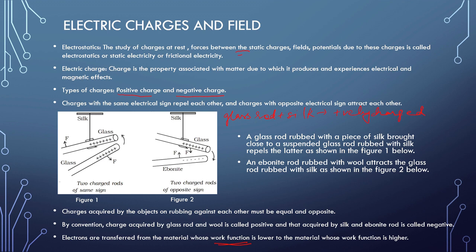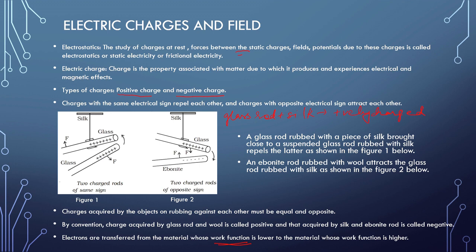Similarly, if you rub an ebonite rod with a piece of wool, then the ebonite rod becomes negatively charged in this process. Now in this particular diagram, we are trying to show that like charges repel each other and unlike charges attract each other.